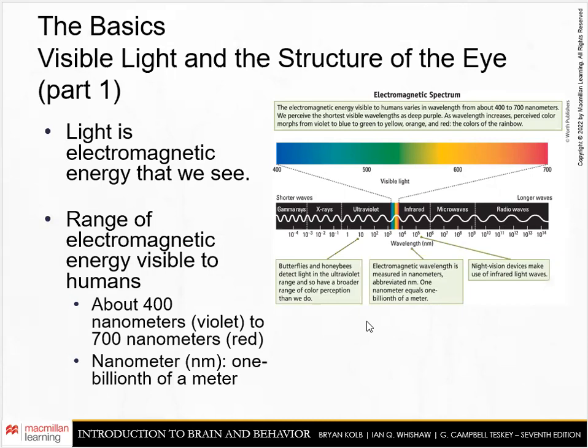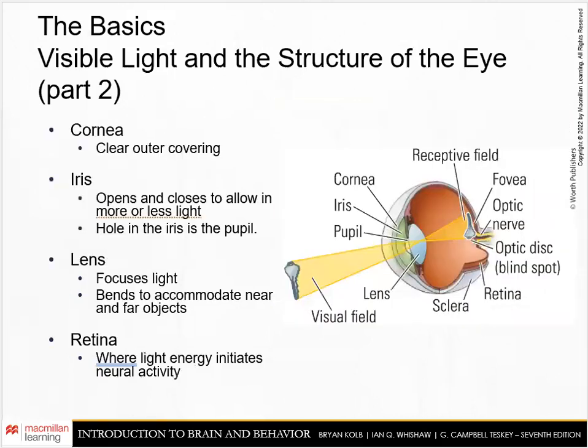Now, the range of electromagnetic energy that's visible to humans ends up being only about 400 nanometers, on the low end the violet light, all the way to 700 nanometers, which is red light. And we can see the whole range in between here if you're curious. And for those of you who are trivia buffs, a nanometer is 1 billionth of a meter. So just a little fun fact for you there.